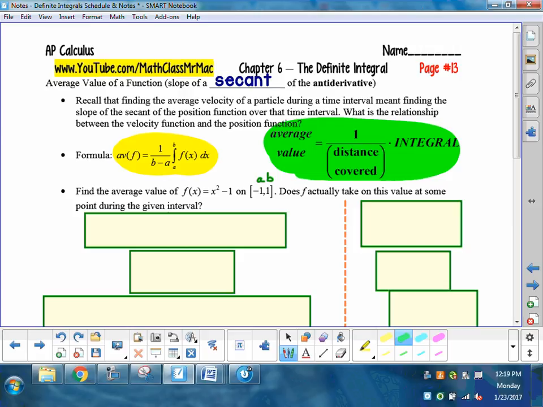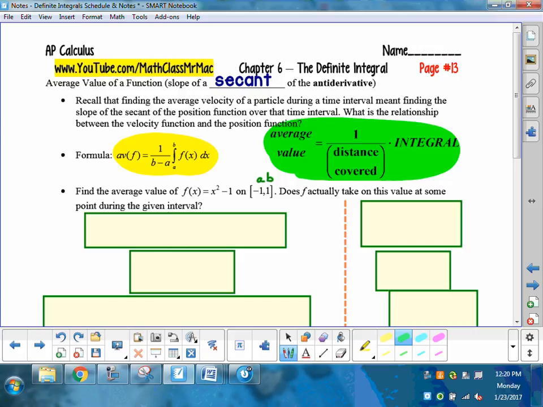Average value comes from taking 1 over the distance covered times whatever that integral itself is going to be from B to A. That gives you the average value of the function.